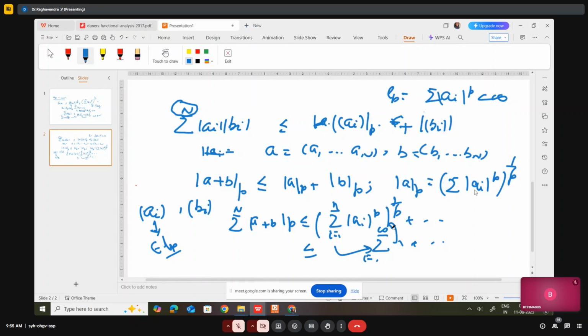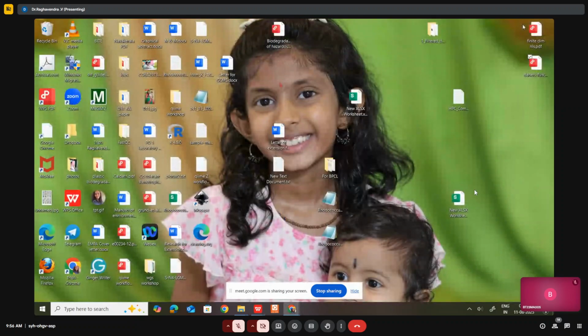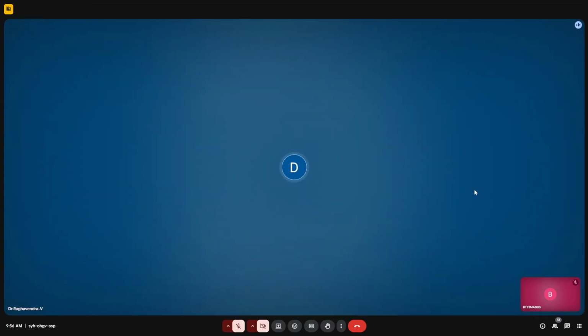The moment you make this infinity, this is independent of n. Now what you do is you let n go to infinity here. What you get is that the norm of a plus b in the LP norm is less than or equal to norm a plus norm b. So what you actually prove is in the finite dimension, go through the Holder's inequality and go through the limiting process, and you get the required thing. Okay?